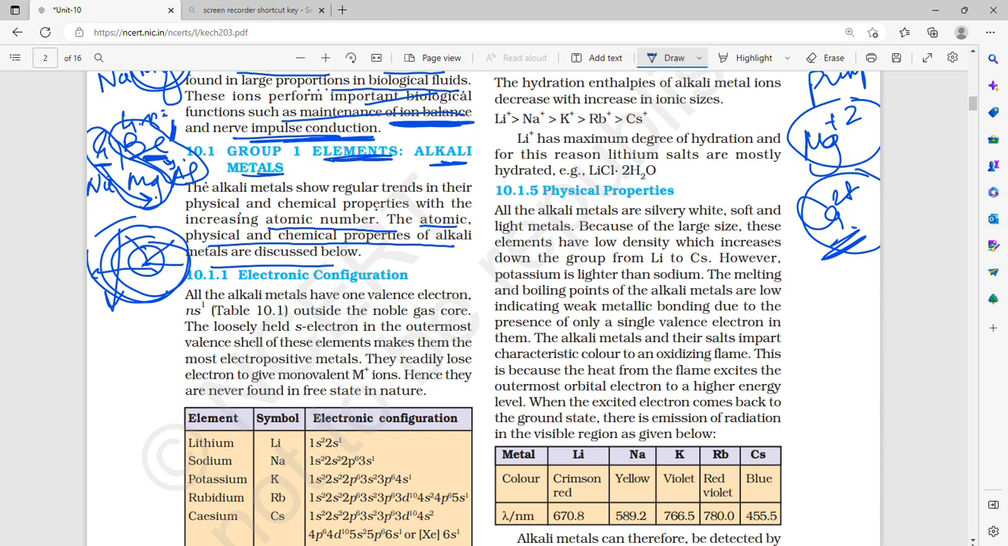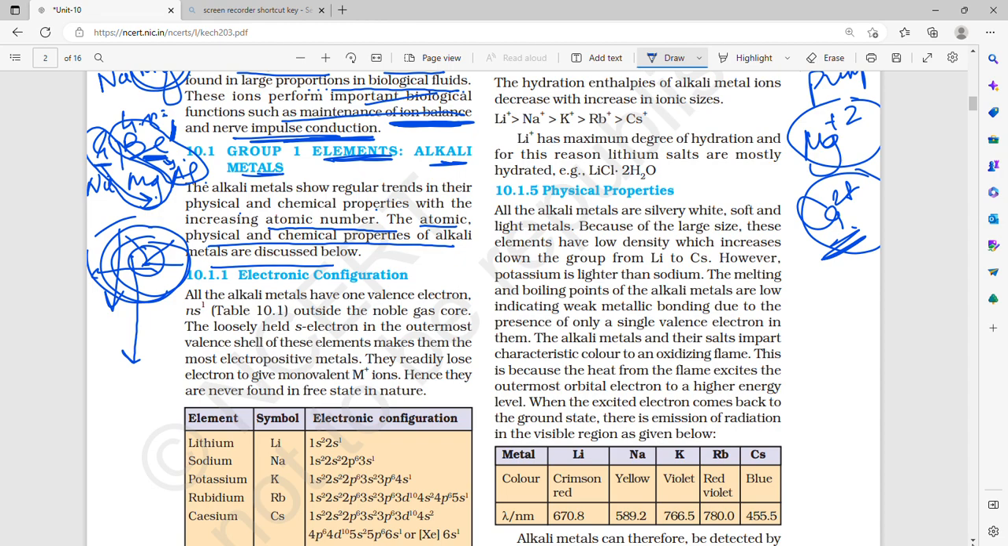So here it is written that alkali metals show regular trends in the physical and chemical properties with the increasing atomic number. As the atomic number increases down the group, all those physical and chemical properties such as atomic size, radius, metallic character and everything, all those properties that were there in the periodic classification chapter, regular trends can be seen.